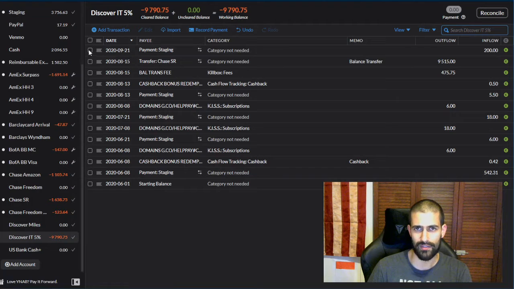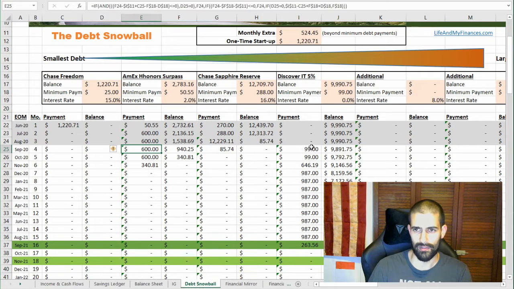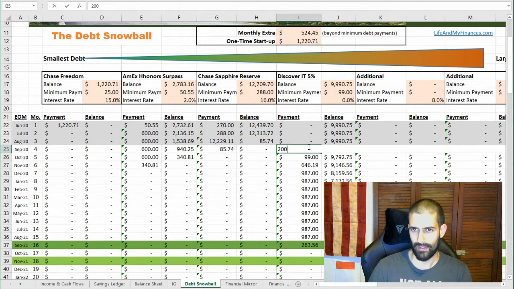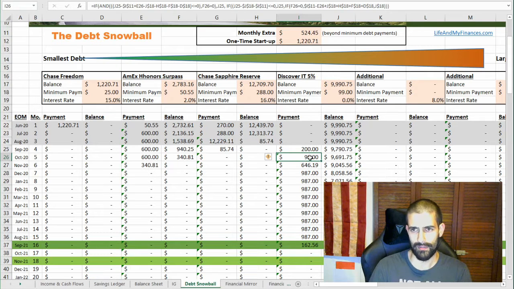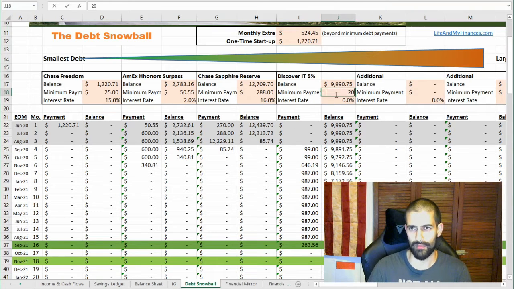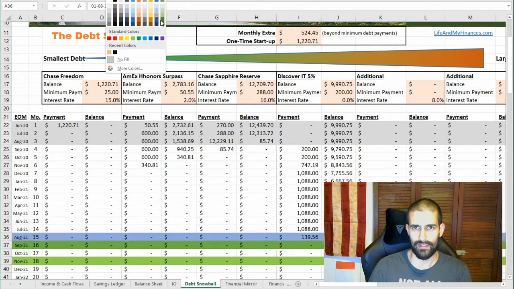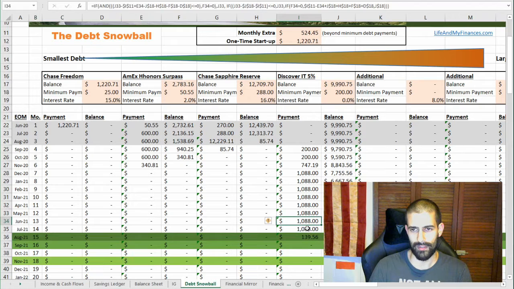The Discover IT card, right? Remember, that's where we did our whole balance transfer into. This is the minimum payment that I had it set on. So I'm going to go just directly into the debt snowball here and put in 200 for the payment that I made. Okay, and then, well, actually I shouldn't put it there. I'm going to put it in the minimum payment. The minimum payment is 200. And with that, you can see, right? Amazing, the debt-free date has moved up even further. Even closer to today has the debt-free date moved up.